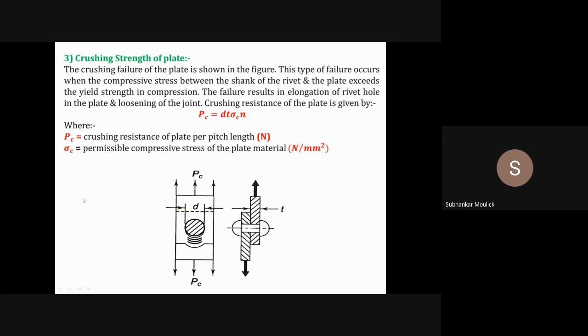Next and the last failure by which we can determine the strength of the rivet joint is the crushing strength of the plate. If you remember, in the last class I told you what the crushing strength of the plate is. Due to crushing, the rivet hole will become wider, like this. If you see this diagram, here you can see that this portion of the hole is becoming wider. After some time it will be like this, then like this, and ultimately when it reaches the end of the plate, the failure takes place. Is it clear? Any doubt?